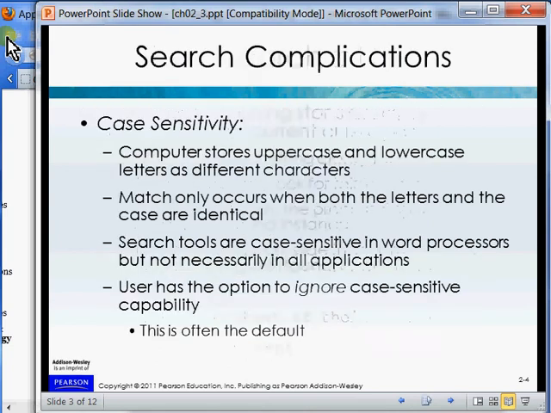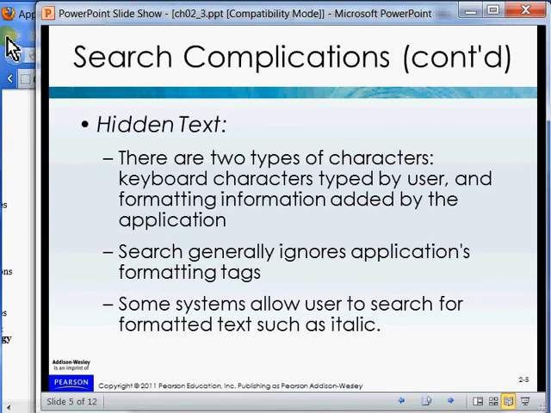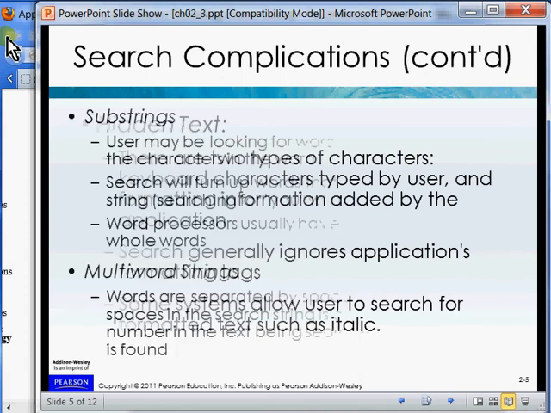Some other complications you might find: case sensitivity. Capital C is different from lowercase c. There are little toggles where you can ignore case sensitivity as well, and sometimes this is the default too. These are all complications that show up with this. Hidden text, I mentioned: I'm looking for something that has a particular keyboard character, say the return key, and my software might not be complex enough to search for that. Or maybe it is.